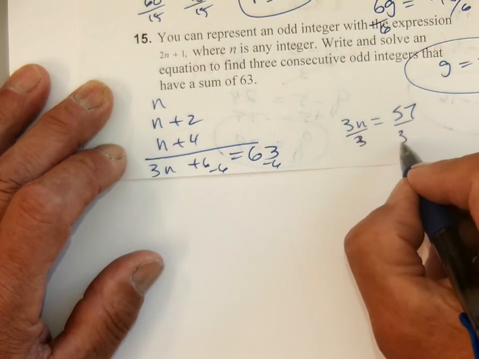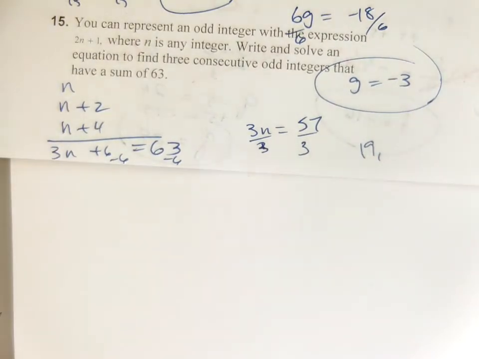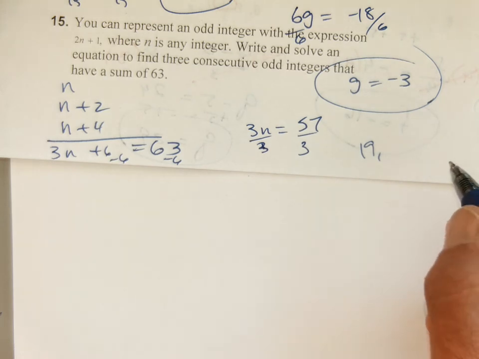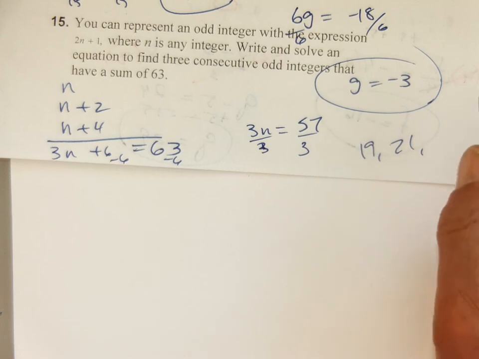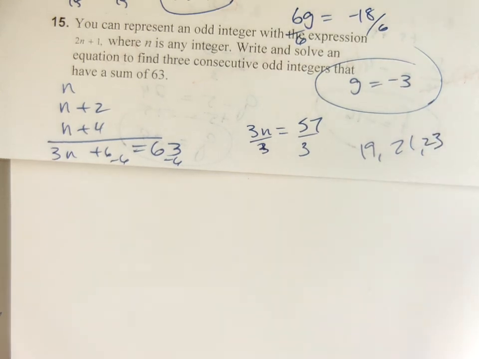And 19 is odd. So 19 is only part of the answer. What are the other two numbers? 19. Odd numbers. What's the next one? 21. And then? Do those add up to 63?